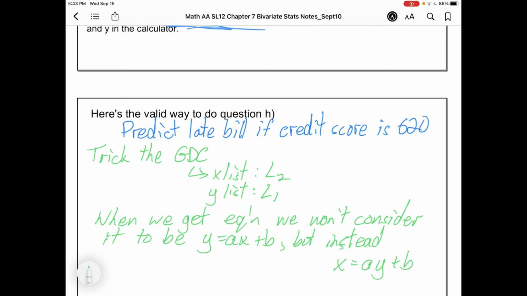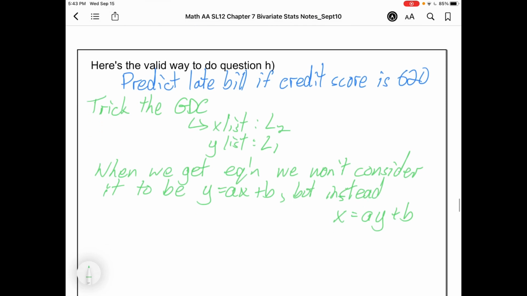Now, it would be nice if the calculator would just do the regression differently, but it thinks this is really weird, and I think it's pretty weird too. Okay, so let's try that.